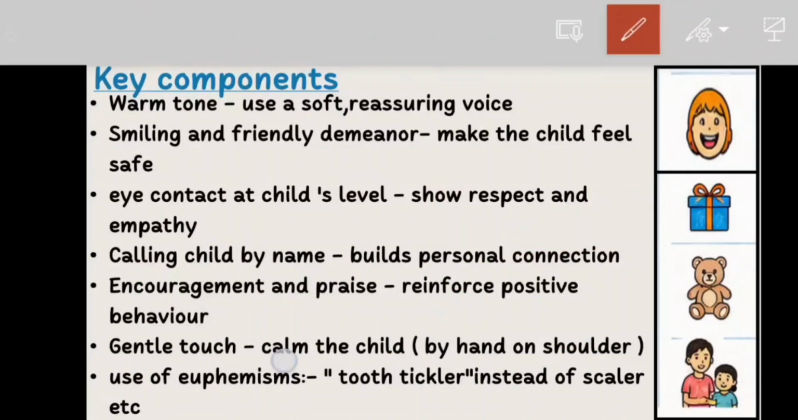The seventh one is the use of euphemisms. Instead of frightening words, use child-friendly words. For example, for an injection you can say sleepy water. For a scaler you can say tooth tickler. For suction, you can call it a vacuum cleaner. These words make the child less anxious. Okay.